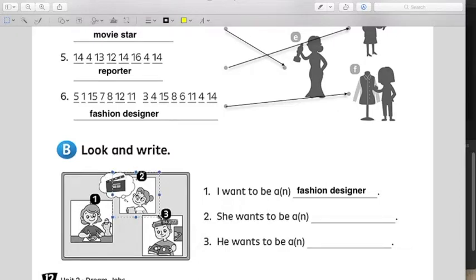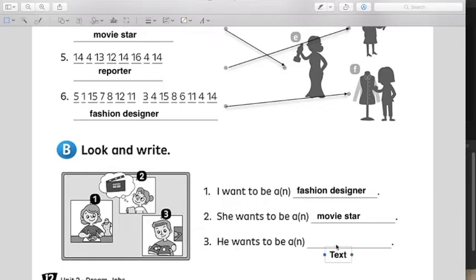So number 2, it looks like she has one of these movie clips. So what does she want to be? She wants to be a movie star. Movie star. Very good.